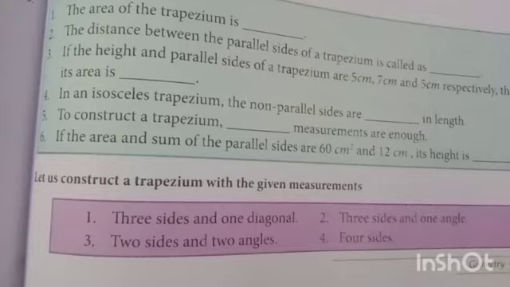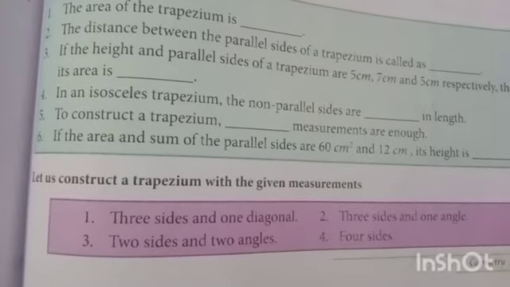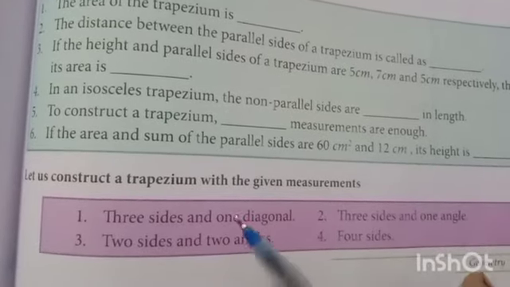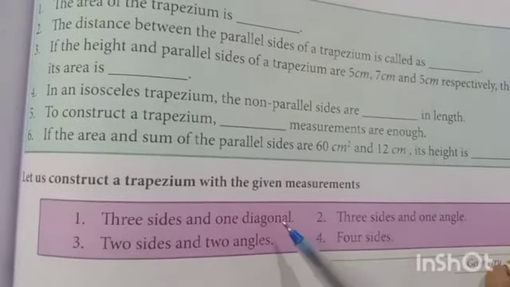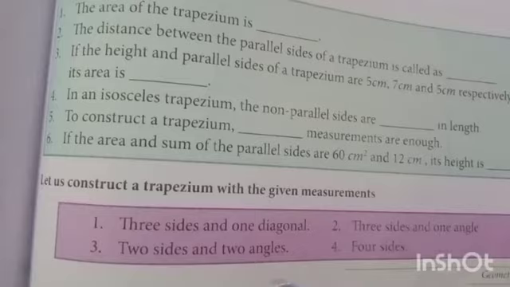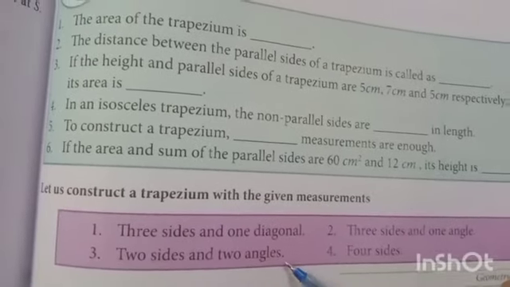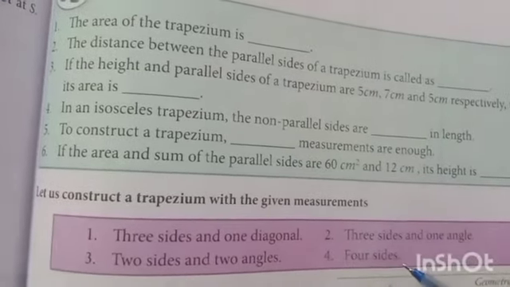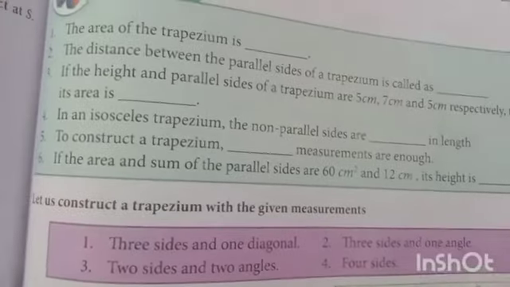Students, now we are going to construct a trapezium in four types. That is, three sides and one diagonal, that is the first method. Second method, three sides and one angle. Third method, two sides and two angles. Fourth method, four sides.